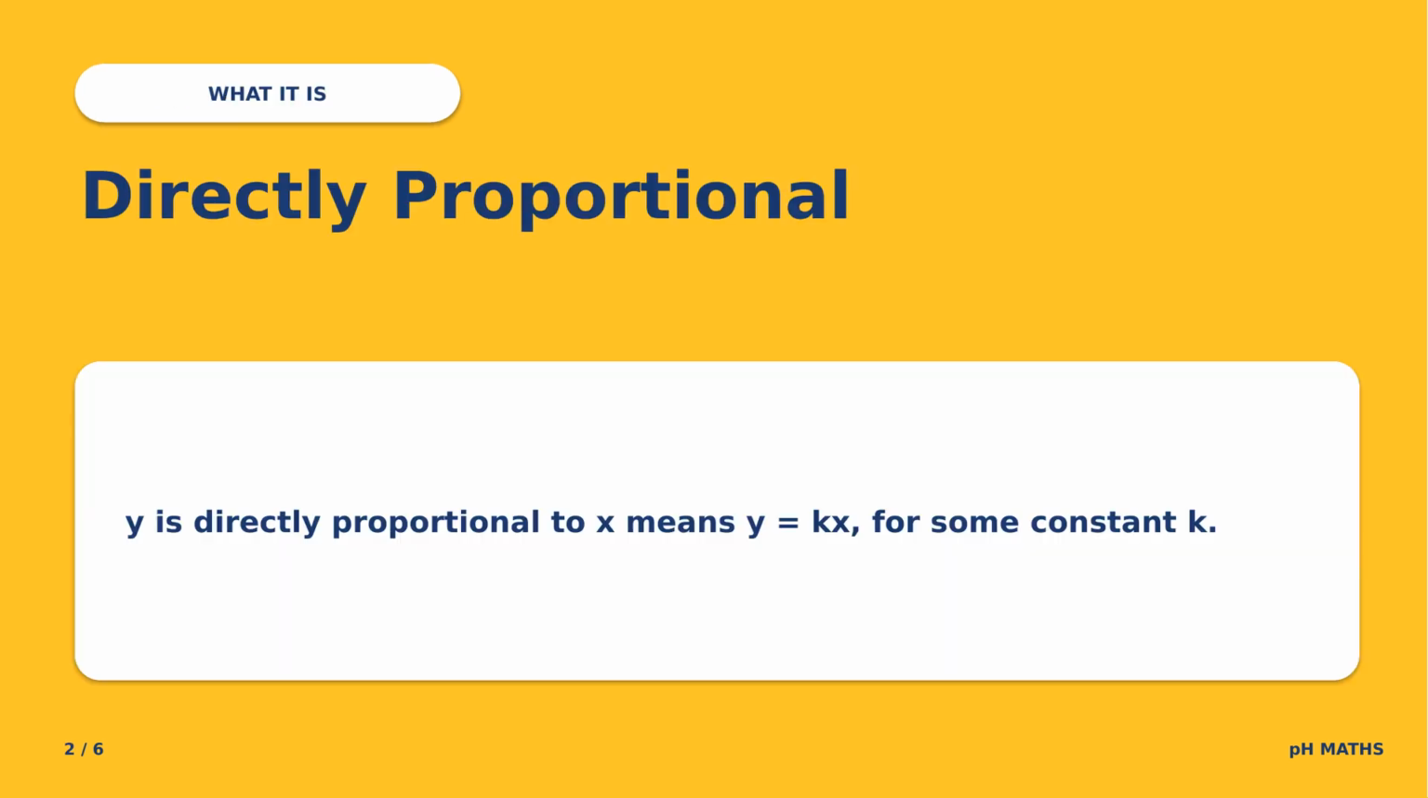Y is directly proportional to x means y equals k times x, where k is a single constant, the same for every pair of values. There's no plus c, no minus c, just y equals kx. Double x and y doubles, half x and y halves. The relationship is fixed by one number, k. Find k once and you can predict y for any x.